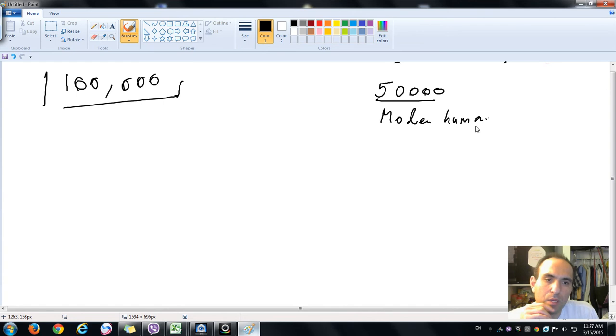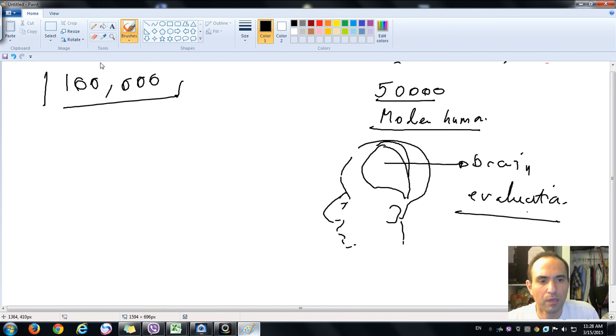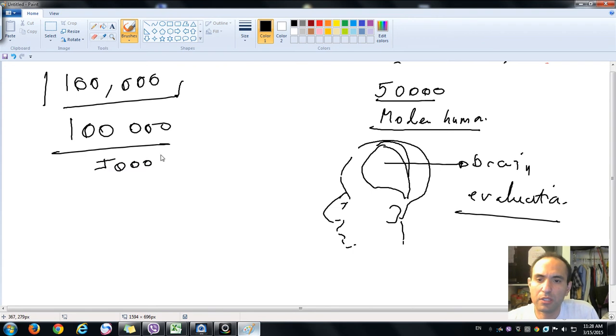So IQ happens, this is the brain of a human inside the head. This brain evaluation takes time. If you just want to see really how much it takes the modern human, you take the zeros.